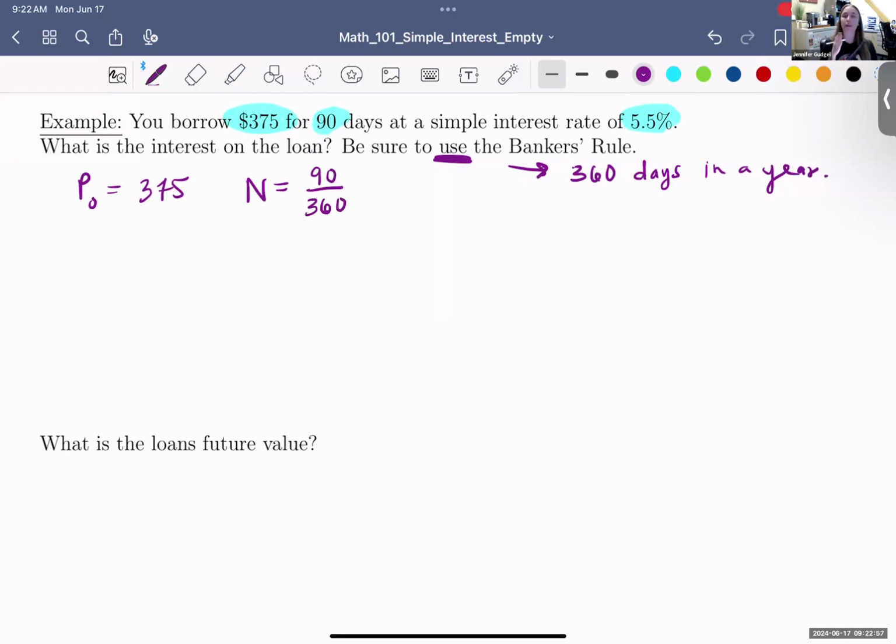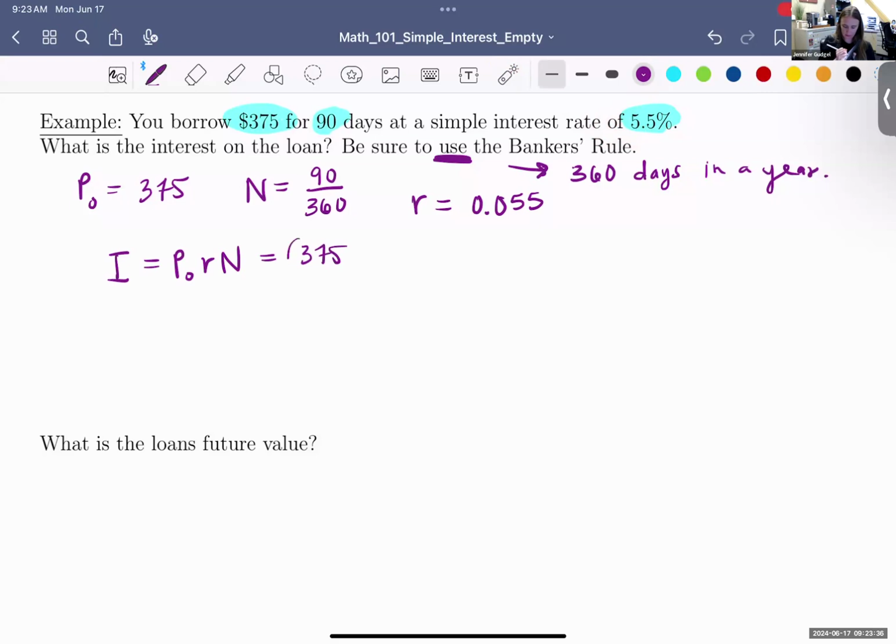Since we are using the banker's rule, that fraction is going to be our amount of time. And then our rate, again in decimal form, 2 places, we have to add a 0 in there as a placeholder. So 0.055 is our rate in this case. Now the question is, what is the interest on the loan? The interest is equal to P naught times R times N.